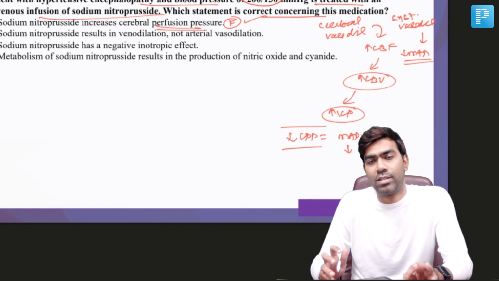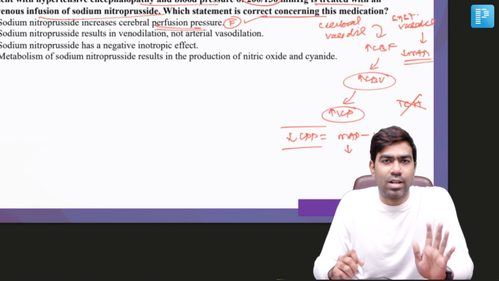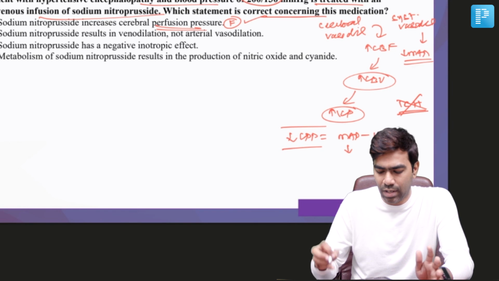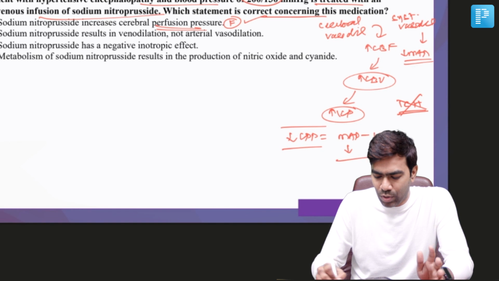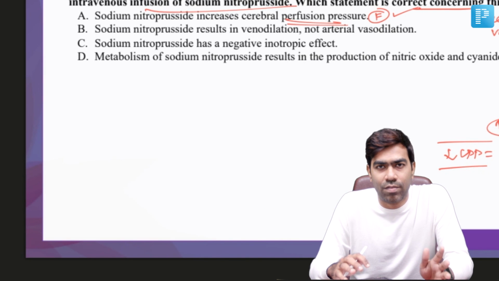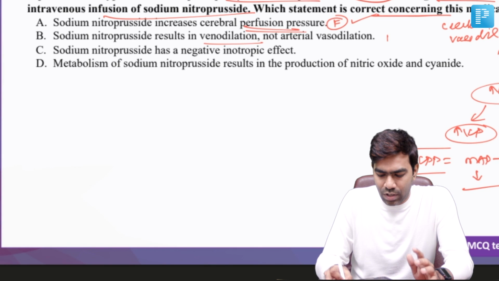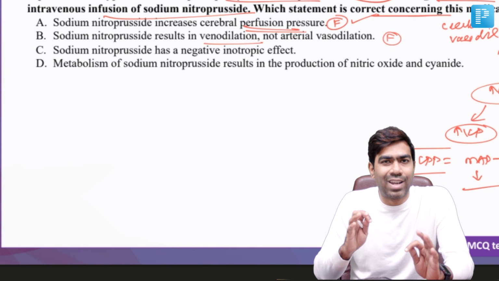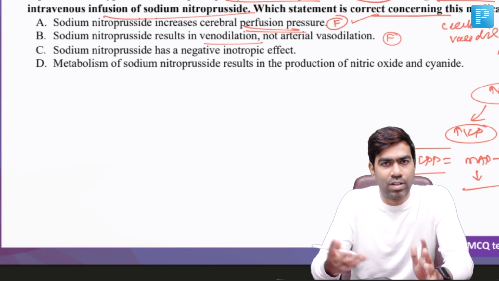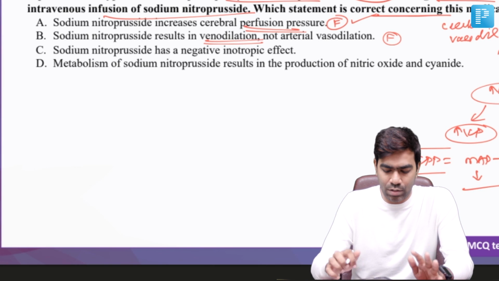And that is also one reason why sodium nitroprusside should not be used in patients with intracranial hemorrhage, because these patients will already have raised ICP and low CPP, and giving sodium nitroprusside can worsen this hemodynamics, so you should avoid it. And the statement that sodium nitroprusside results in venodilation, not arterial vasodilation, is false as well, because sodium nitroprusside is a primary arteriolar vasodilator, whereas nitroglycerin is more a primary venodilator than an arteriolar vasodilator.